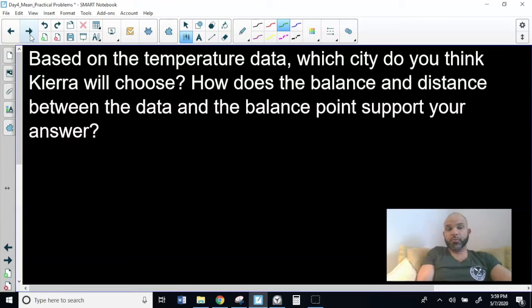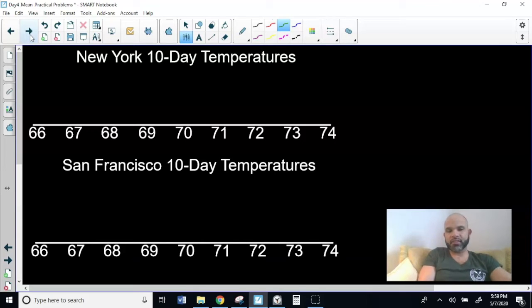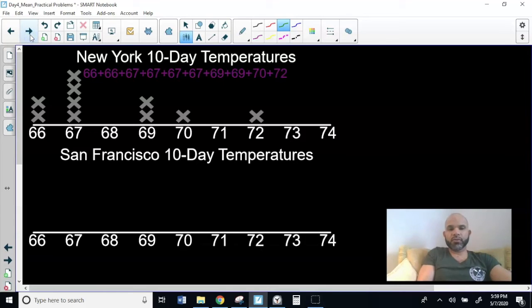Now assuming that you did that, okay, let's check the work now. Okay, so here are the templates that you had on your Nearpod, and what we're going to do is we're going to go ahead and just get right to it. Okay, so here are your 10 points for the New York temperatures, right? And what you were supposed to do was find the balance point. In other words, you got to find the mean. All right, so you had to find the sum, okay, like we just talked about. And again, Desmos is really nice for this, right? You hit equals and you get your 680, okay?